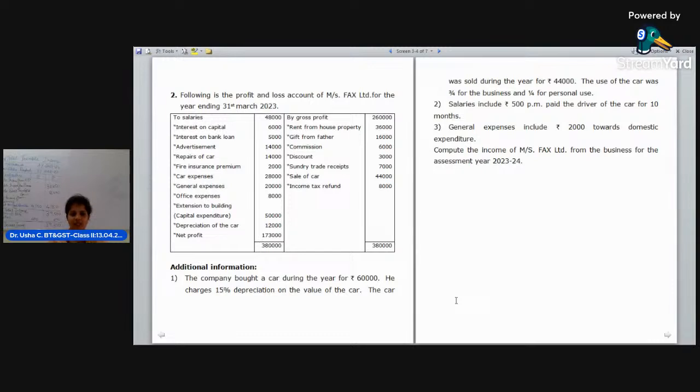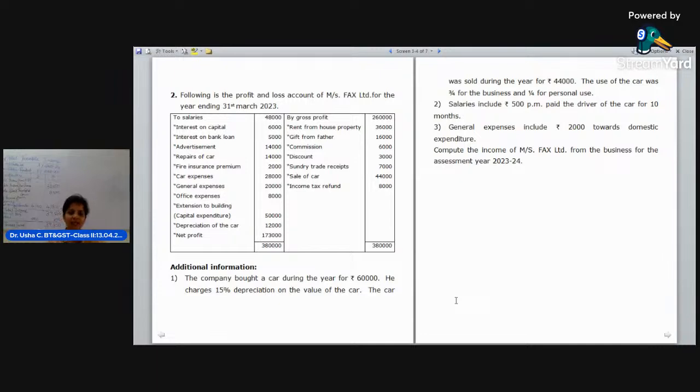How much is the amount? 50,000. Next, depreciation of the car. See here, they have given the car amount of depreciation. If it is an allowable expenditure, of course you can take it. But if it is not allowable expenditure, then we have to add this entire amount as an inadmissible expense.